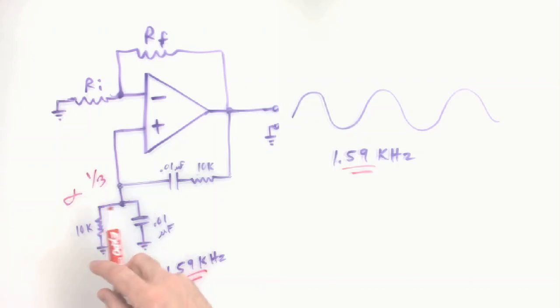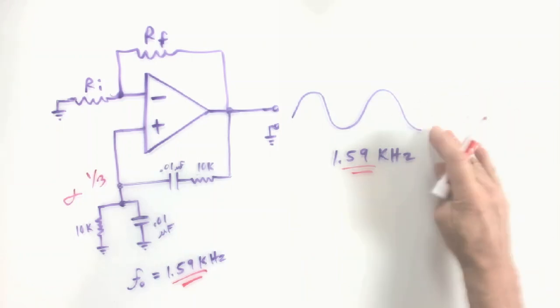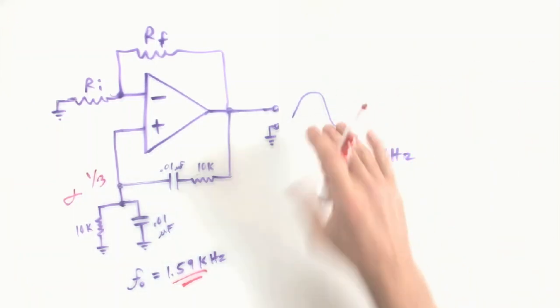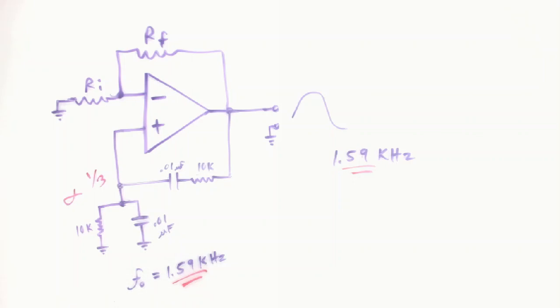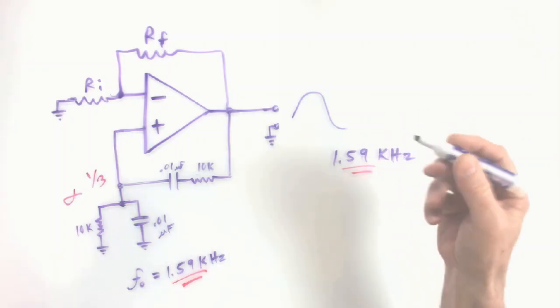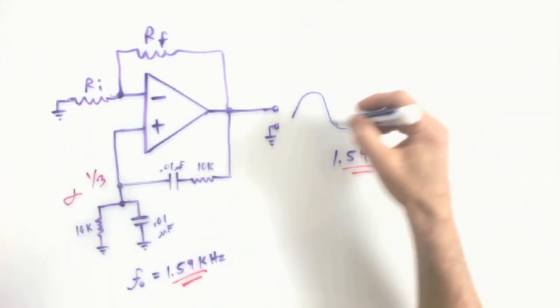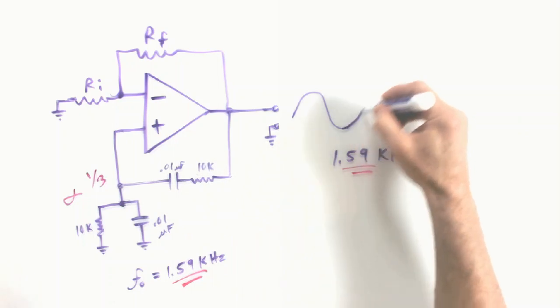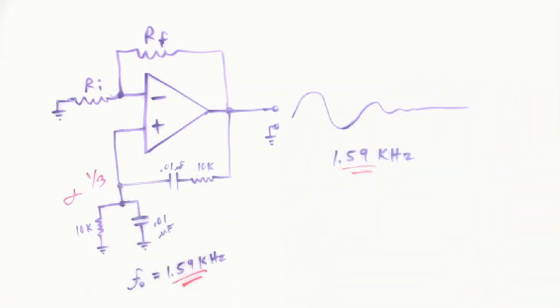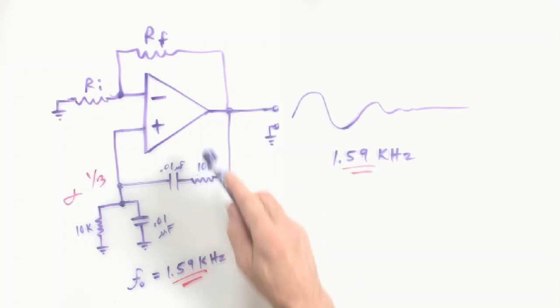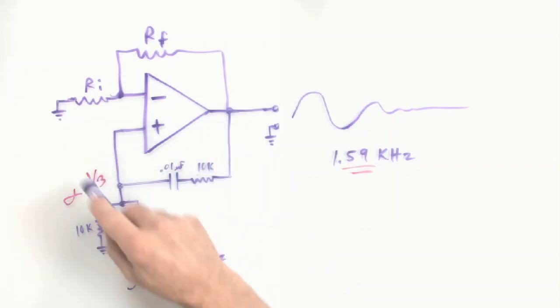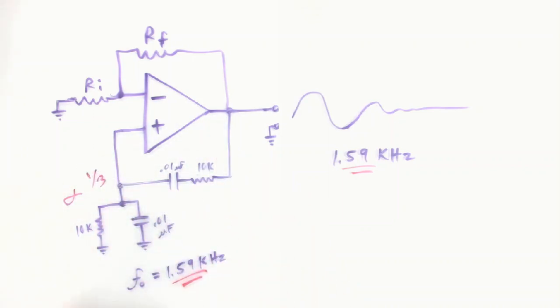However, the attenuation of the network being 1/3 is not going to sustain oscillation. In fact, if we didn't do anything about it, if you could get it started, and that's a question, it would die out and just go to a straight line. It's not going to be able to sustain oscillation because of the attenuation. The feedback loop needs to be strong enough to keep it going.